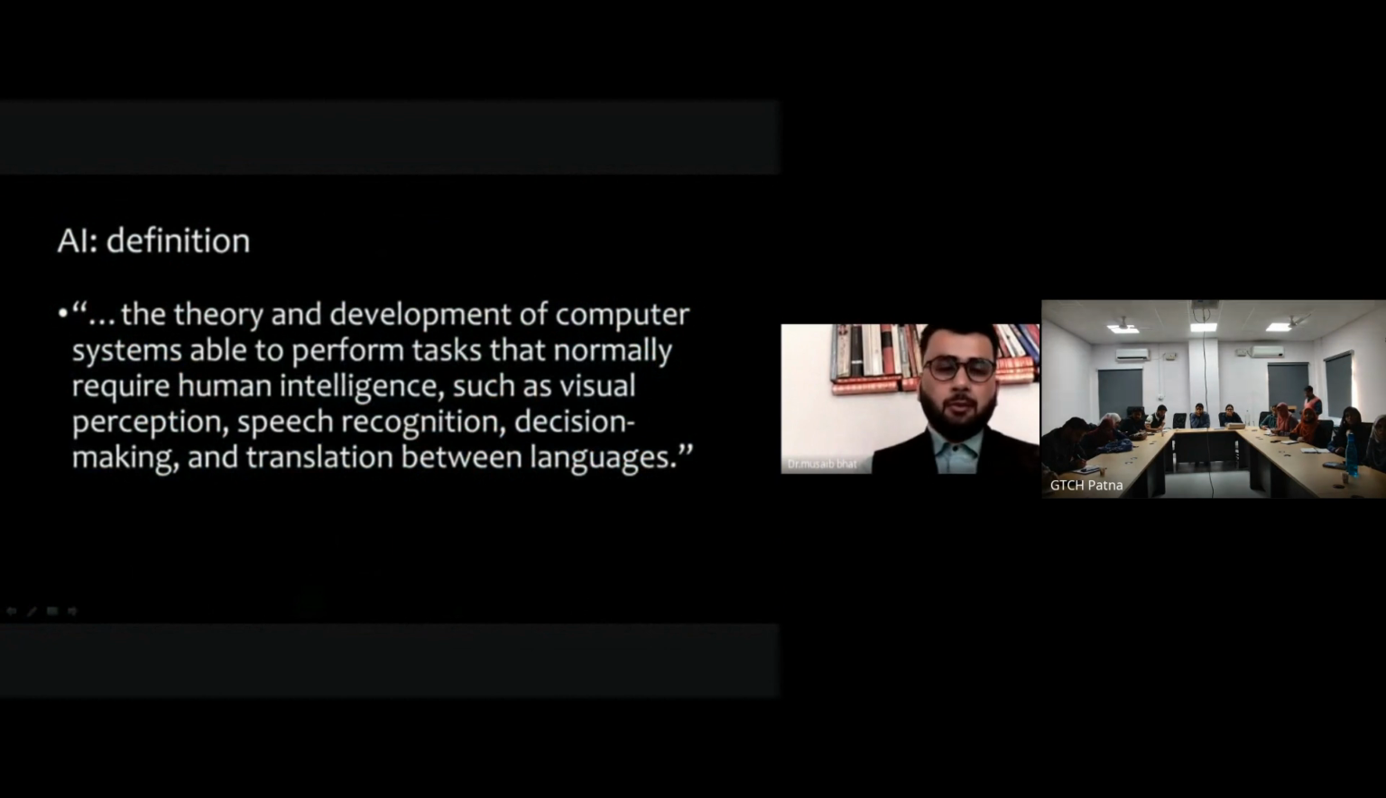So, before delving deep into the world of AI, we need to know what AI actually is. It is the theory and development of computer systems that are able to perform tasks that normally require human intelligence.